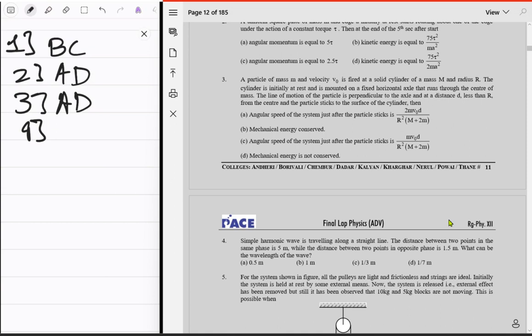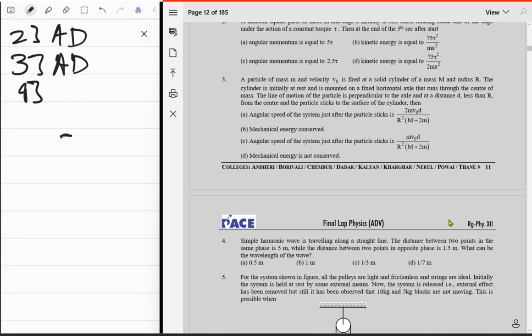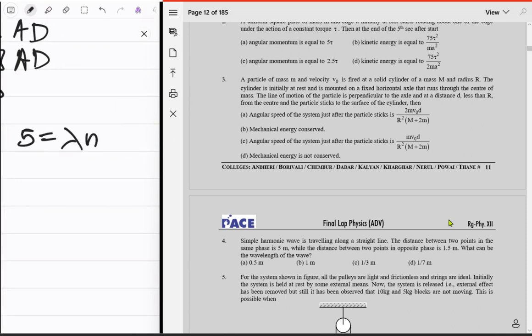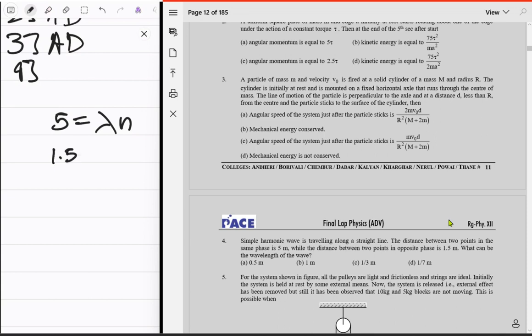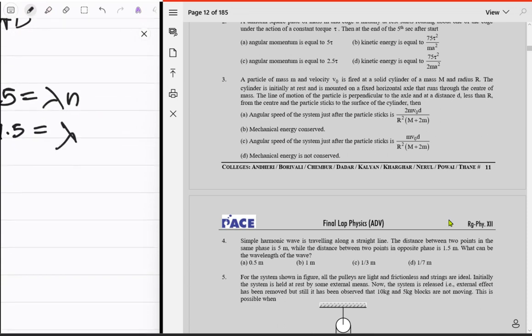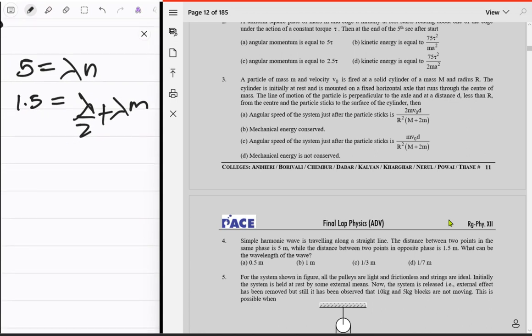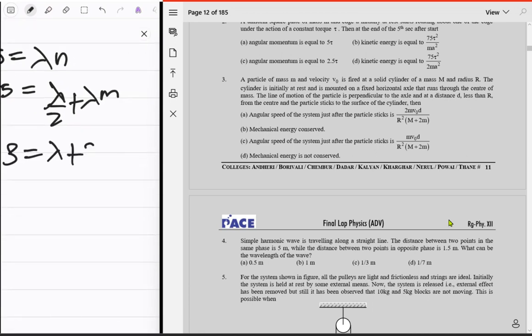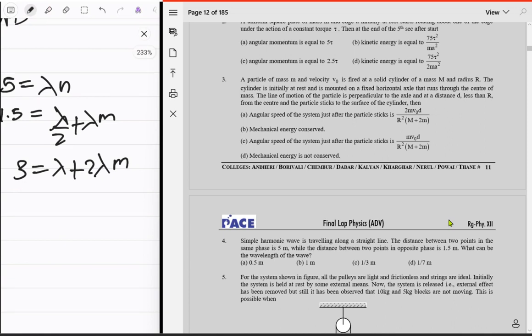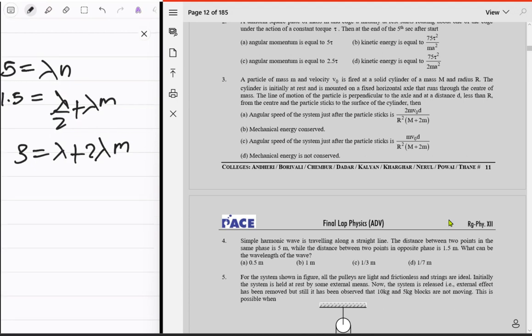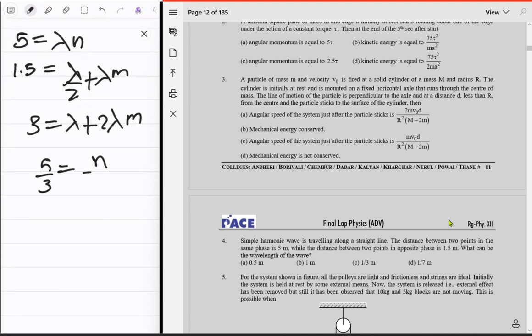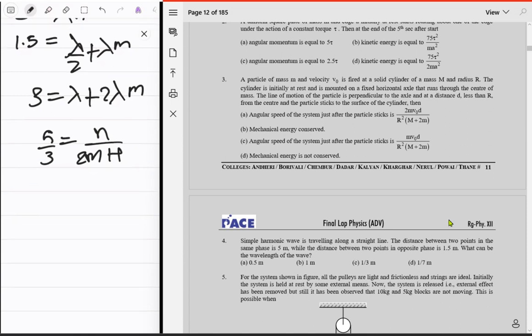Okay. 2 points in the same phase is 5 meters. Okay, it's not just lambda. It's like 5 is equal to lambda n, and 1.5 is equal to lambda upon 2 plus lambda m, or like lambda m or whatever. Meaning 3 is equal to lambda plus 2 lambda m, if that makes sense. And just divide this, like 5 upon 3 is equal to n upon 2m plus 1, right? Okay, so like 10m plus 5 is equal to 3n is our equation.